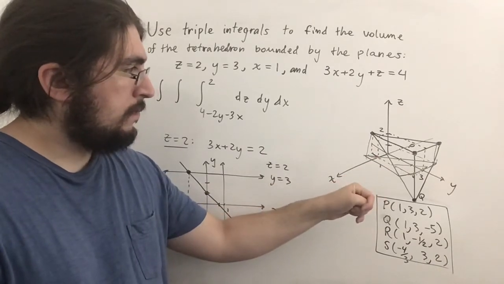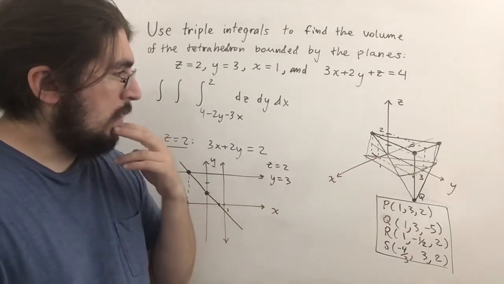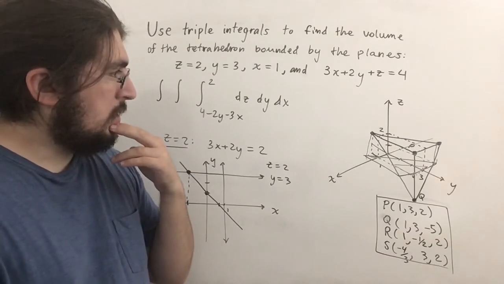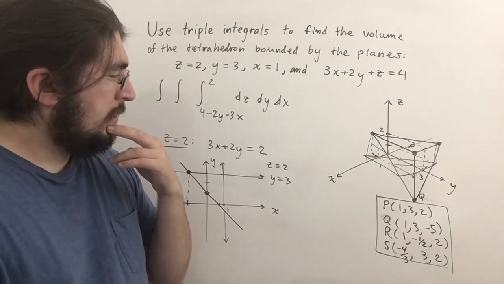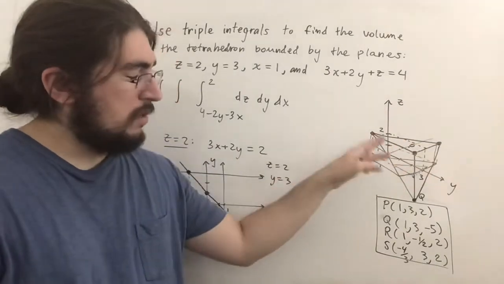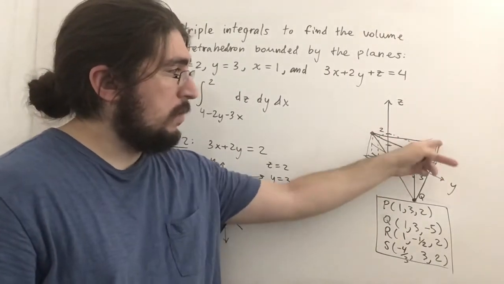Let me see, y is 3, z is 2. Yeah, it would actually be this point, I'm sorry. Again, the visualization is a little hard. But y is 3, z is 2, we have this point.